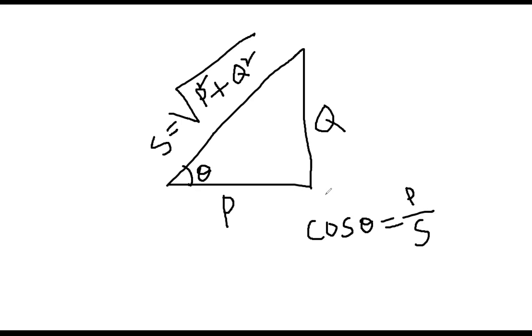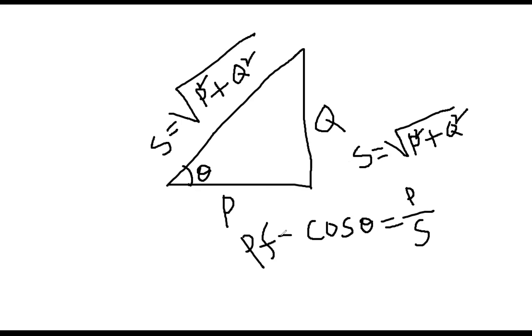P over S. And then let me write down the S here. S is, sorry, root over P squared plus Q squared. I already wrote that here. So everybody, this is our definition. This is the power factor. We are discussing power factor correction. We are discussing the significance of the low or the high value of the power factor.